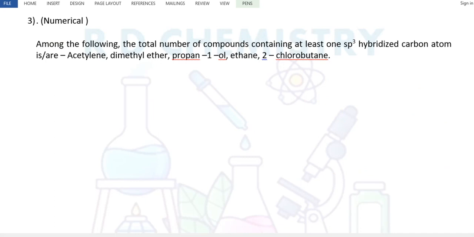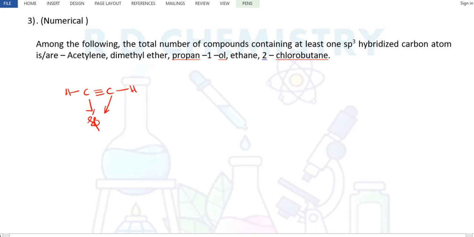Question number 3. Numerical type question. Among the following, the total number of compounds containing at least one sp3 hybridized carbon atom are acetylene. Acetylene is ethyne, HC triple bond CH. Triple bonded carbon atoms are sp hybridized. Double bonded carbon atoms are sp2 hybridized. And if there are saturated carbon atoms containing carbon-carbon single bonds, they are sp3 hybridized. Okay. So both carbon atoms here are sp hybridized.